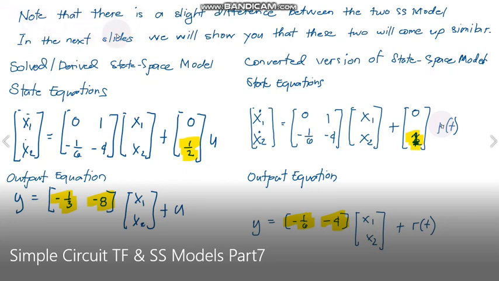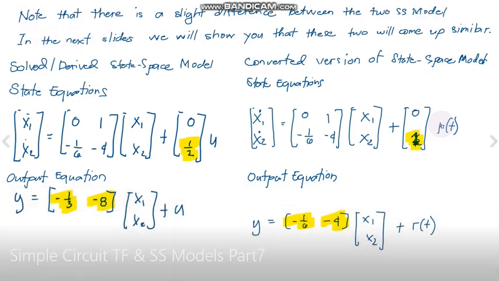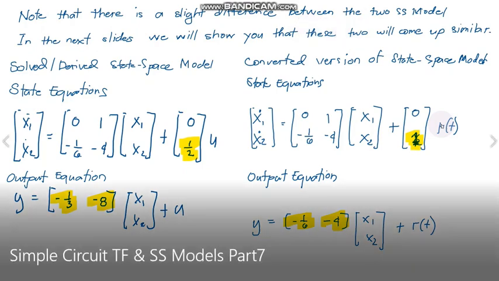I want you to take note that there is a slight difference between the two state space models that we have derived. In the next slide, we will show you that these two will come up to a similar transfer function. Here, this is the derived state space model, and on this part, this is the converted version of the state space model.